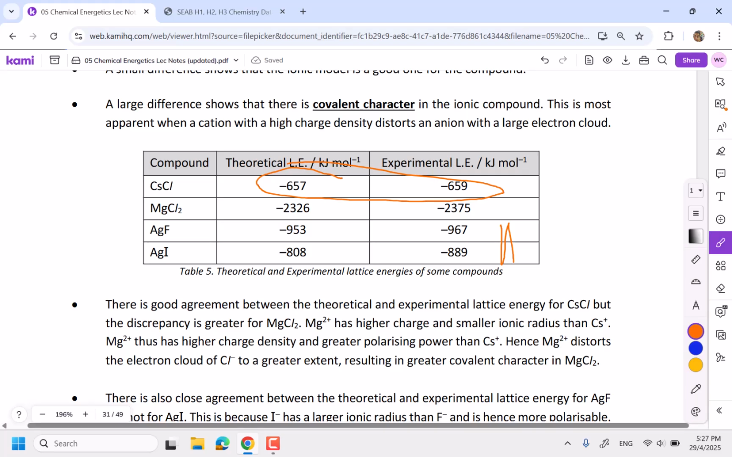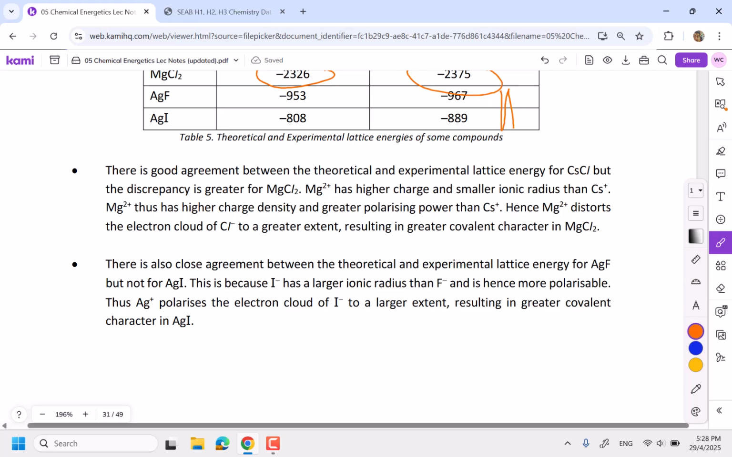But for magnesium chloride, because Mg2 plus has relatively large polarizing power, it is able to distort the anionic electron cloud to a relatively large extent, giving it more significant covalent character as compared to cesium chloride. So from here you notice that there is a deviation between the experimental lattice energy and the theoretical lattice energy. This is explained in these two bullet points.